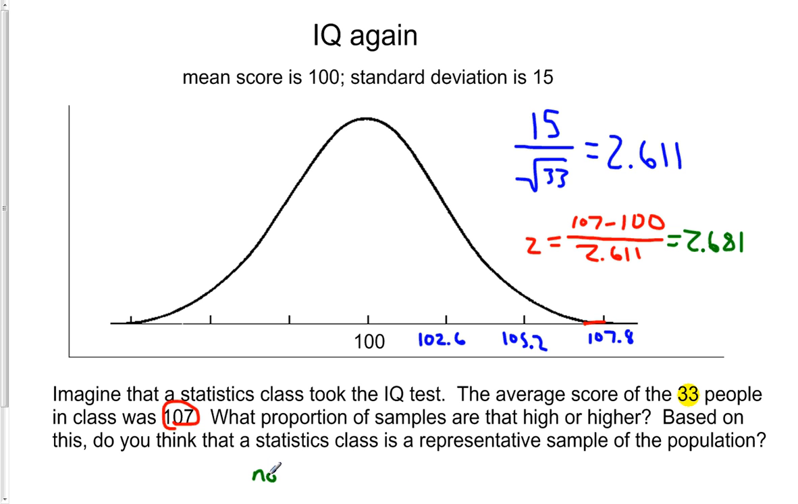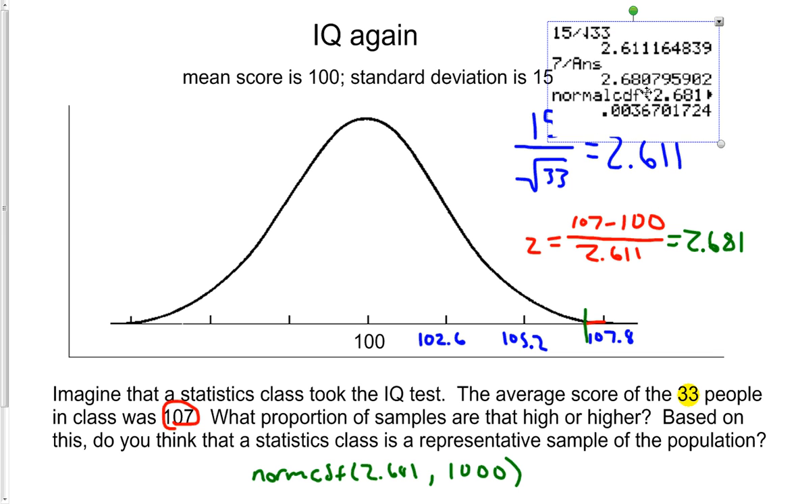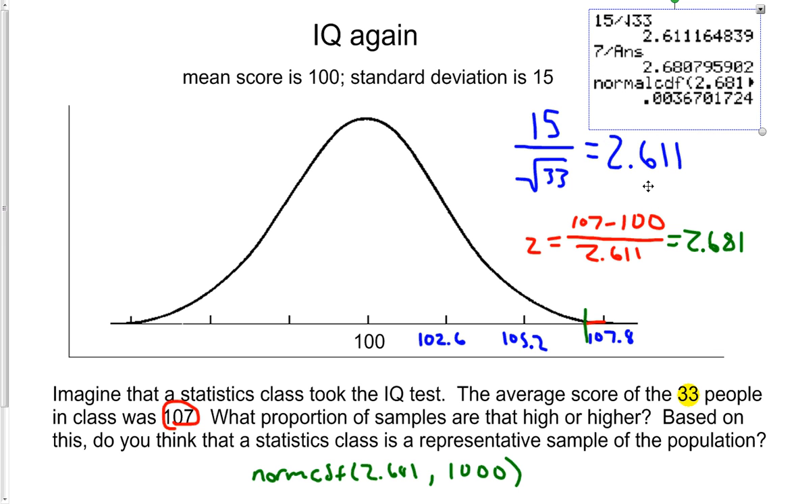So we're going to use normal CDF. And our left end here is going to be our z-score, 2.681. And our right end, we're going up once again, so that's going to go to positive infinity. So we'll just pick a large number like 1,000. Back to our trusty calculator. Second, VARS, go down to normal CDF, 2.681, comma, 1,000. That will give us our area, which is going to be about 0.004 if we round it.